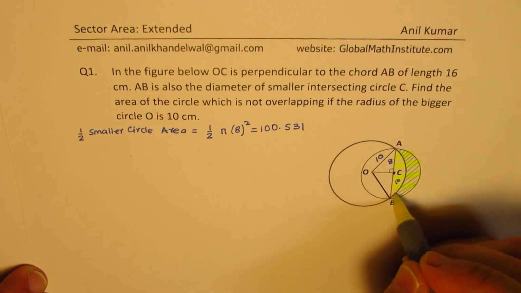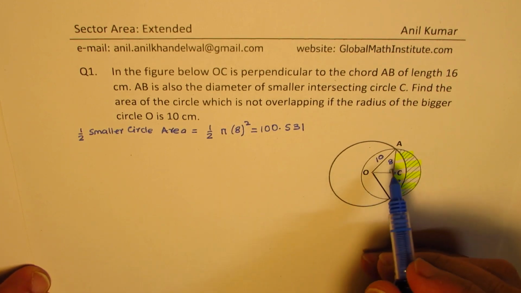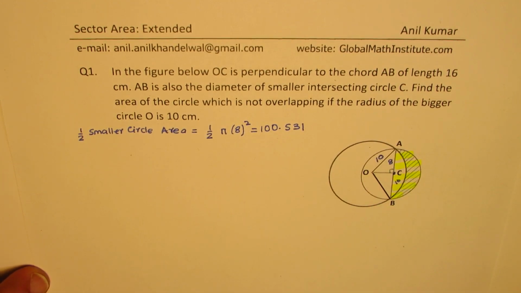Clear? Now we don't want that segment area, right? So that means we have to use all the formulas which are mentioned on the very first sheet. To find the segment area, we should find the sector area of the bigger circle and take away the triangle area, correct? So all the formulas will be used here.